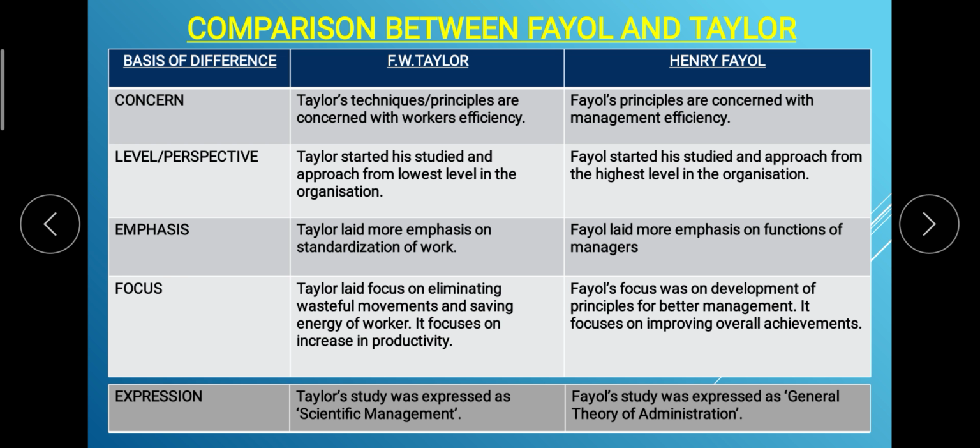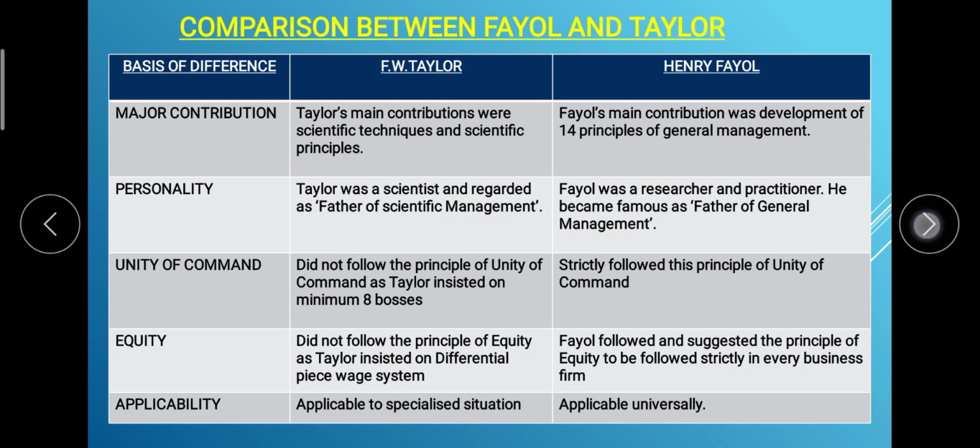Then Taylor laid focus on eliminating wasteful movements and saving energy of workers. It focuses on increasing productivity. Main focus was on increasing the productivity and how it can be increased by removing wasteful movements and saving workers' energy. And Fayol's focus was on development of principles for better management. That means for success, an organization should follow all the principles of management. Then his expression, Taylor's study was known as scientific management and Fayol's study was known as general theory of administration.